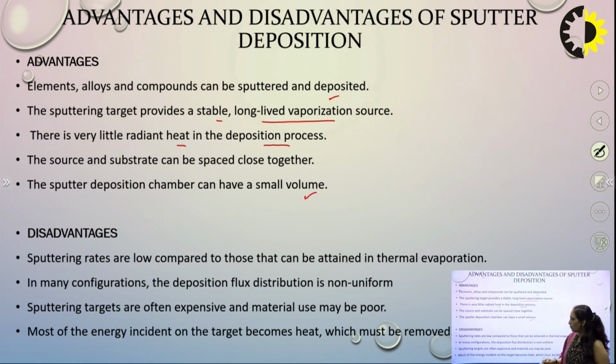Some of the drawbacks are: sputtering rates are low as compared to those that can be attained in thermal evaporation. In many configurations, the deposition flux distribution is non-uniform. Sputtering targets are often expensive and the material use may be poor. Most of the energy incident on the target becomes heat, which we have to remove for further processing.